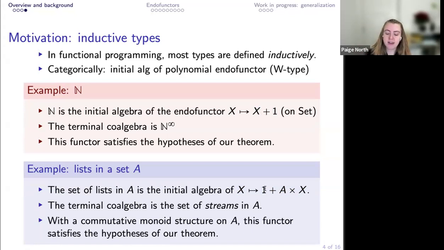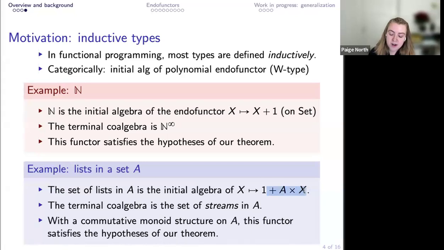Okay, so here, this 1 represents the list with no elements, nil. And this represents a kind of operation that we can do on lists that takes in an element of A and an element of X, which when we're looking at the initial algebra will be lists, and produces a new list. So it takes an element of A and an element of X, which we're often thinking of as the set of lists, and produces a new list. So it just appends the element of A to the old list to produce a new list.